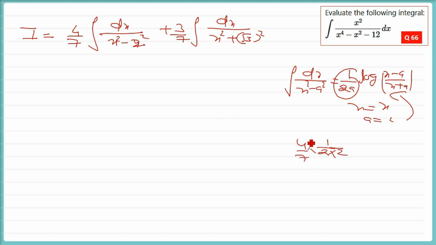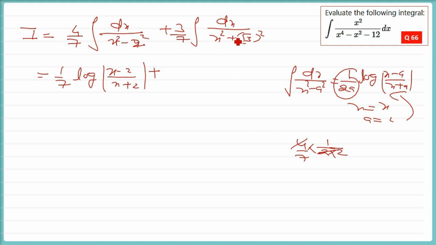4 by 7 is already leading. So multiply this 4 by 7 into 1 by 4. You'll get 1 by 7 only, and use this formula which I just indicated to you. Log modulus of x minus 2 divided by x plus 2. First part is done. Coming to the second part.